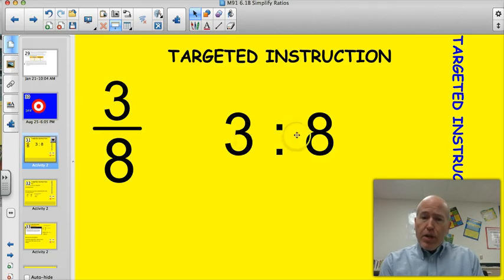This ratio, 3 to 8, is a little bit different. This might be I ordered 3 pizzas for every 8 people, or there are 3 boys in the room to 8 girls. So there's a total of 11 people, 3 boys, 8 girls, total of 11. Here there's only 8 pieces total. So this is a part to part, boy to girl. This is a part to whole relationship. So we need to keep that in mind when we're thinking about ratios in terms of simplifying and working with them.